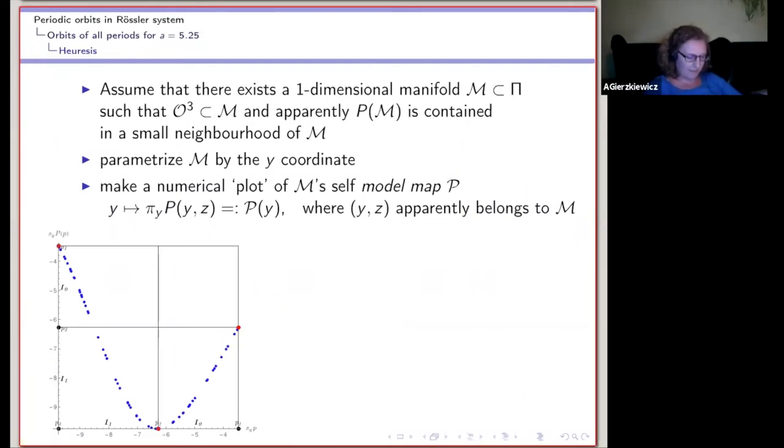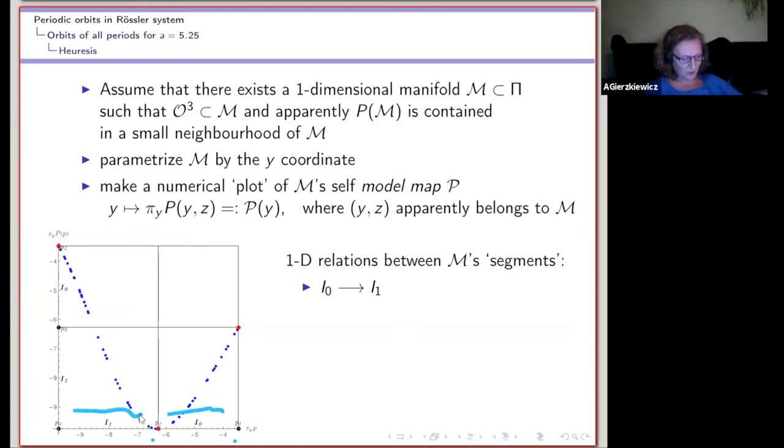And as we can see, there are some interesting one-dimensional relations between its segments. I have called the segment between P1 and P2 by I0, and this is I1. Then we can observe that if such M exists, of course, we have a one-dimensional relation in which I0 covers I1, as you can see. So I0 covers I1, and additionally, I1 covers both I1 and I0.